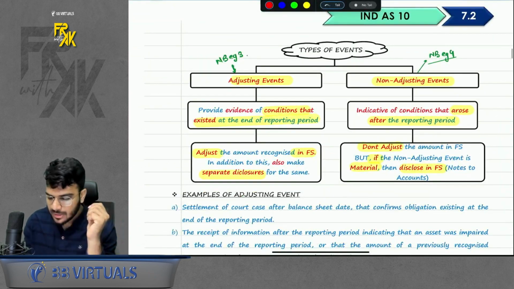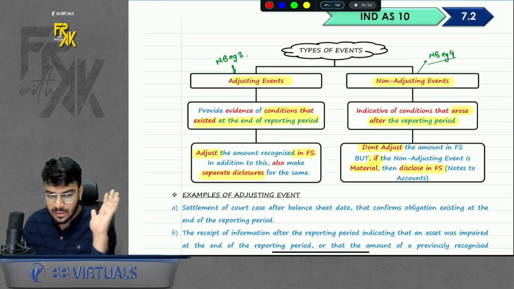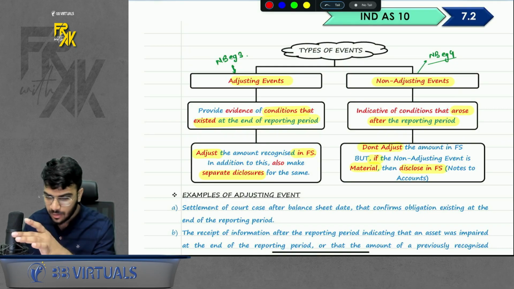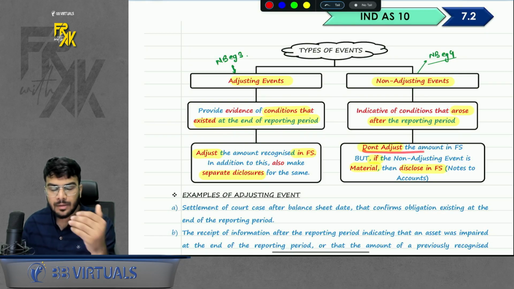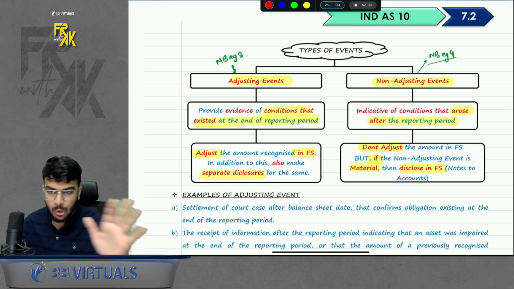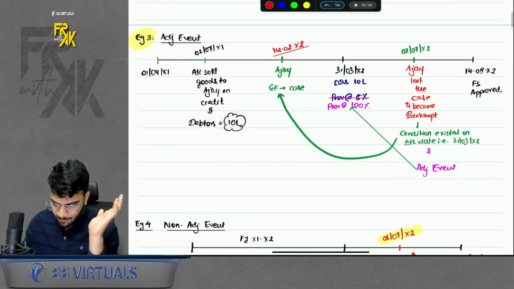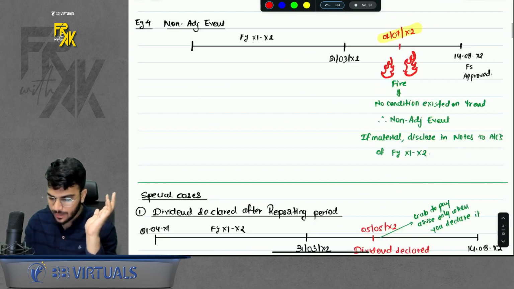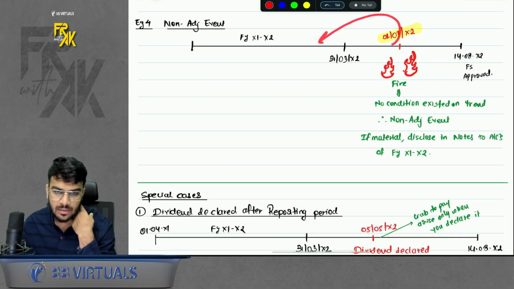Then what is the meaning of a non-adjusting event? Any event whose condition was not existing on year end, which arose directly after the year end, is a non-adjusting event. What to do with this? Don't do anything; the name itself says non-adjusting. If it is material, then disclose it in the financial statements. For example, a fire occurred after the year end. This is a non-adjusting event as we had no clue at the year end about it.